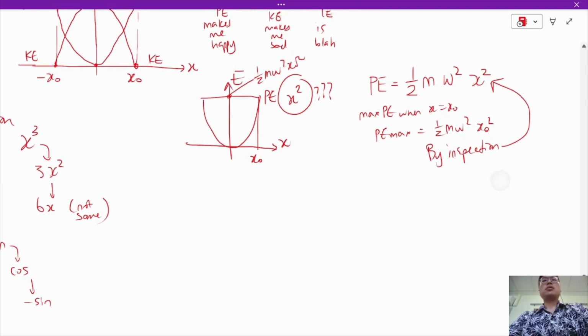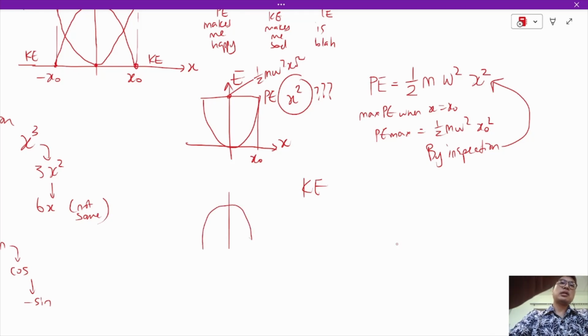Okay, so next, what about the kinetic energy graph? The KE graph looks like this. It's a frowny face. PE makes me happy, but KE makes me sad.